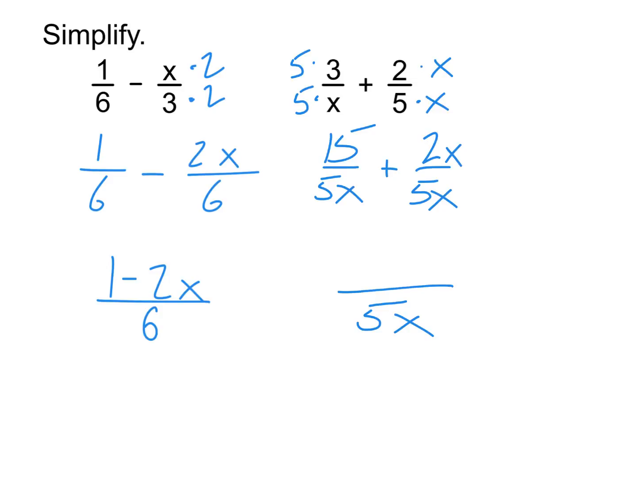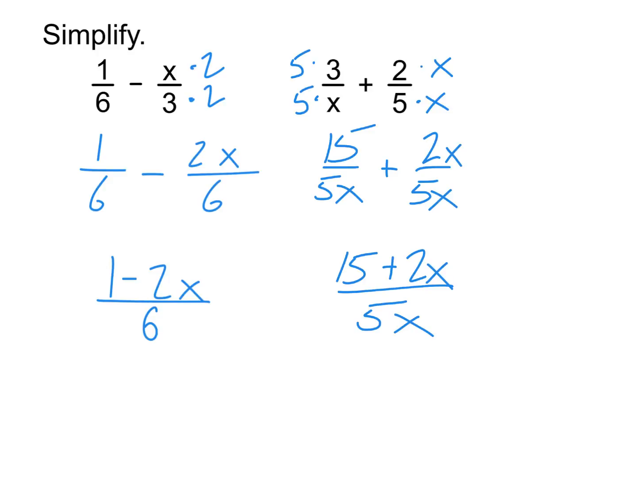And then we add on the top. And once again, they're not like terms. The 15 does not have the x in it. And so we're just going to have to write it as 15 plus 2x. And then that's our final answer. Can't reduce it at all here because, again, there's nothing I can divide 15, 2, and 5 all by in order to be able to reduce it down.